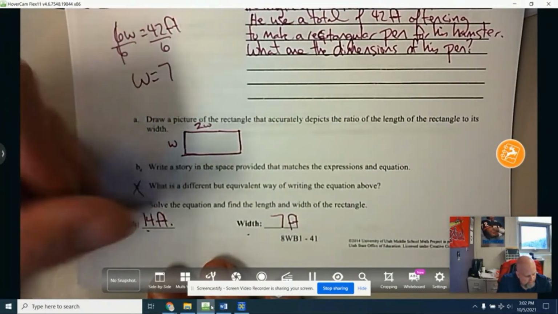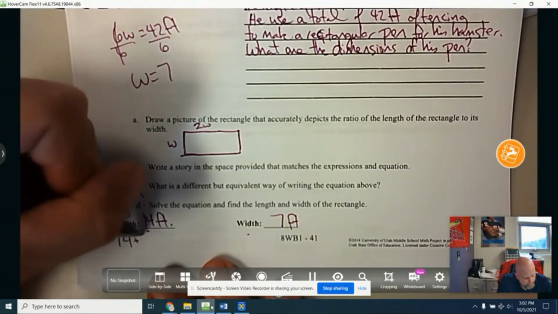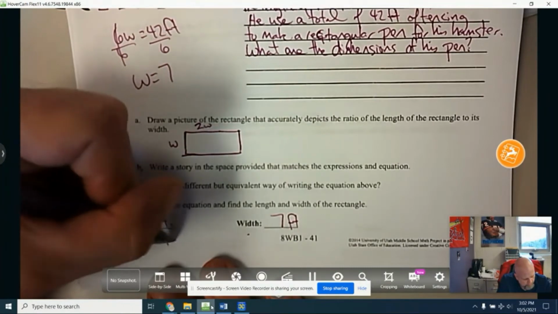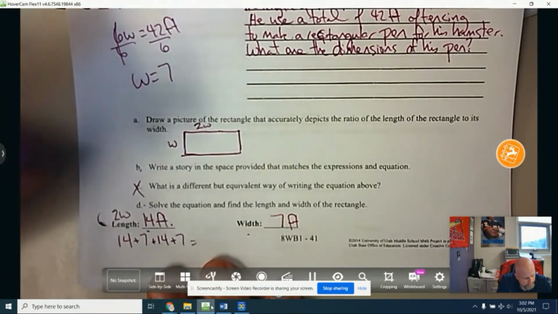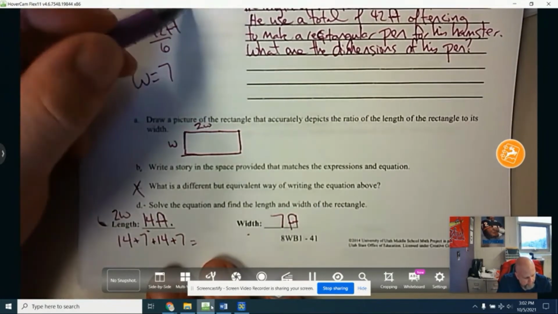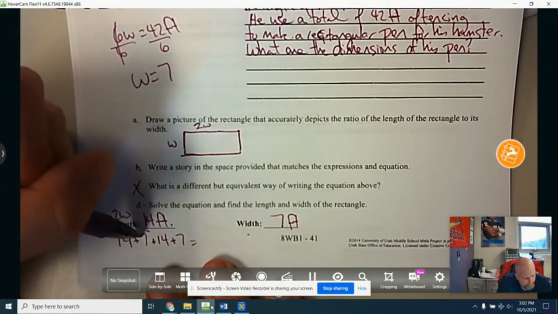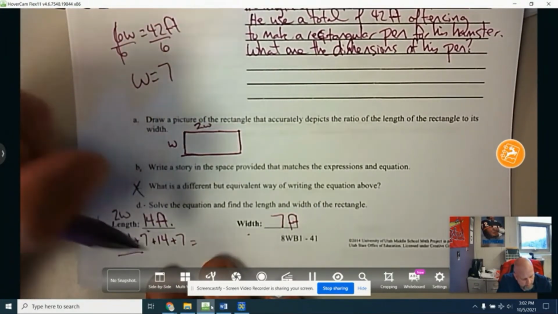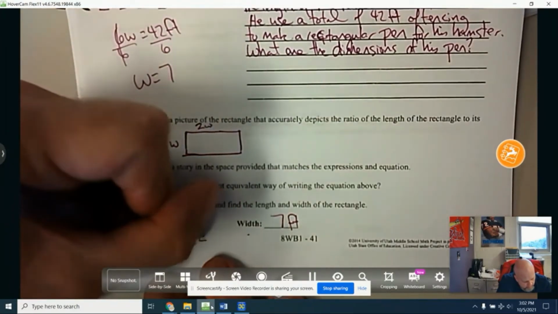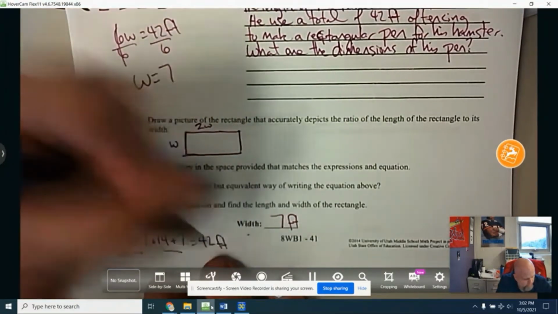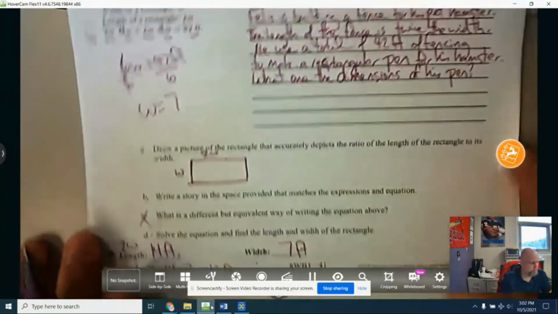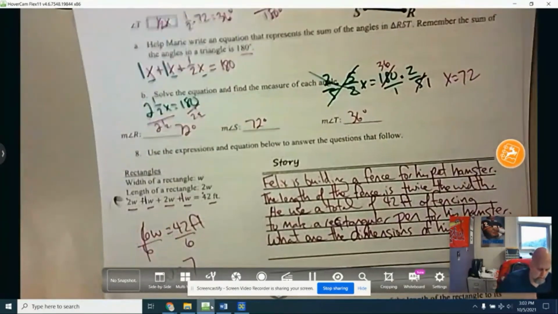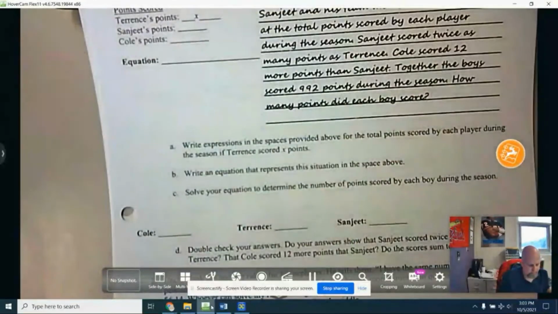And if I were to add 14 plus 7 plus 14 plus 7, which represents the 4 sides of the rectangle, it should add up to 42 feet. 14 plus 7 is 21. So there's 21. Here's 21. And 21 plus 21 is 42 feet. So it does work out. Okay, moving on. Let's go to page 42.